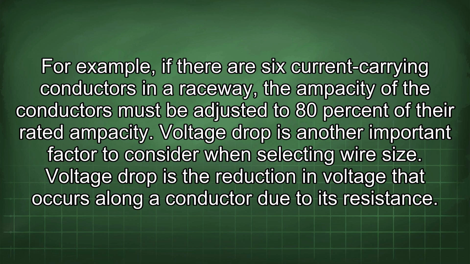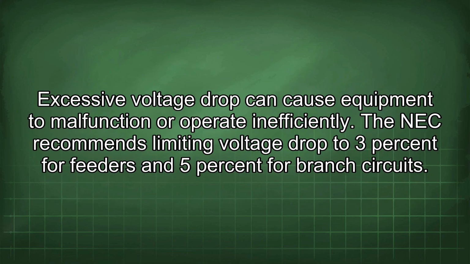Voltage drop is another important factor to consider when selecting wire size. Voltage drop is the reduction in voltage that occurs along a conductor due to its resistance. Excessive voltage drop can cause equipment to malfunction or operate inefficiently. The NEC recommends limiting voltage drop to 3% for feeders and 5% for branch circuits.